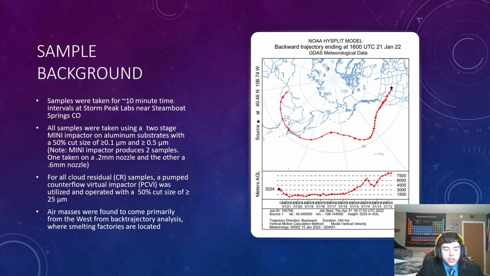I did forget to mention on the sample types, we do have a 0.2 millimeter and a 0.6 millimeter nozzle. And then we are also taking cloud residual samples and aerosol samples. So our primary conditions we're looking at right now are our residual samples, and then for the aerosol samples we're looking at cloud conditions, so in cloud or out of cloud.